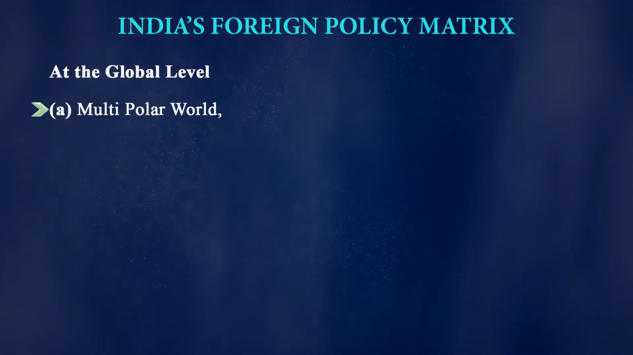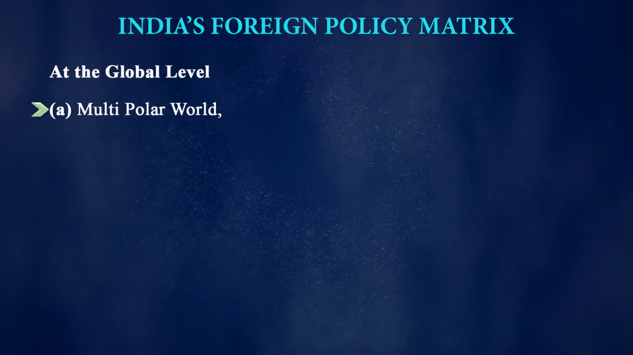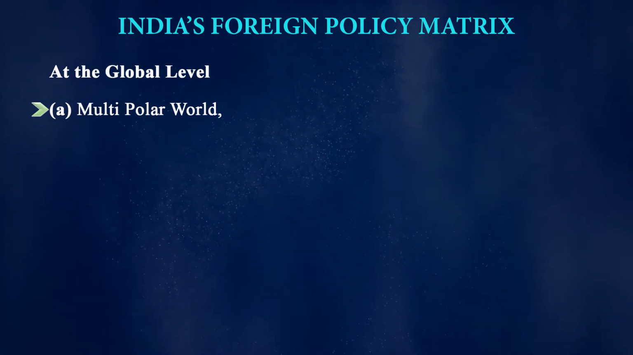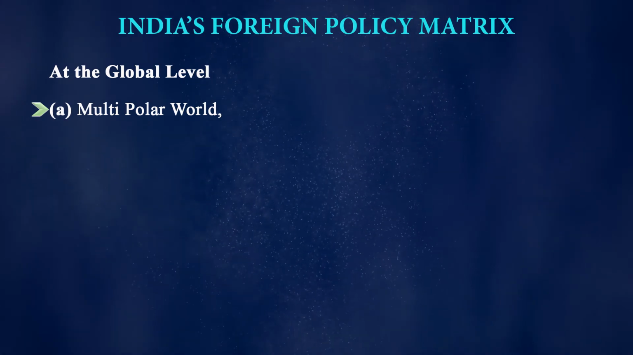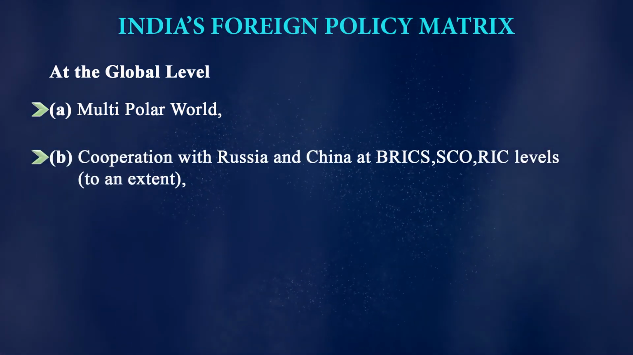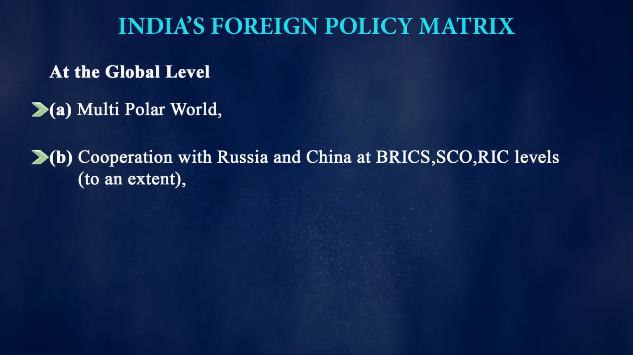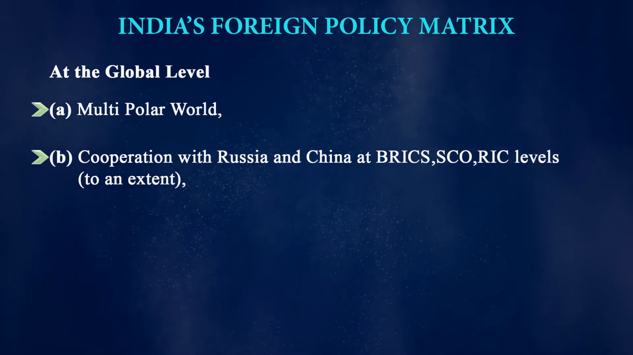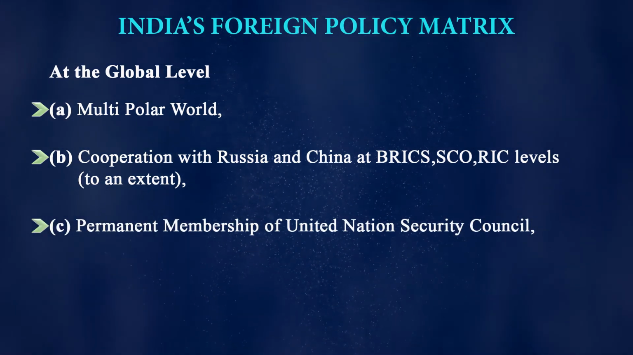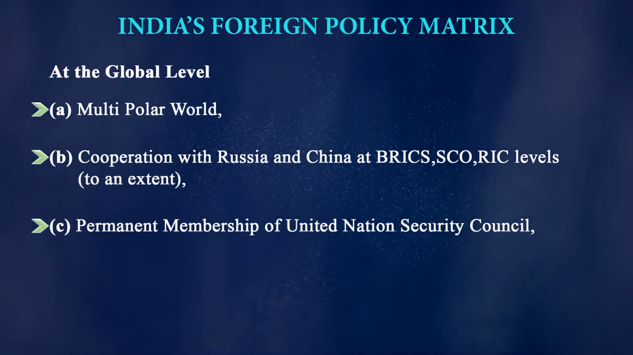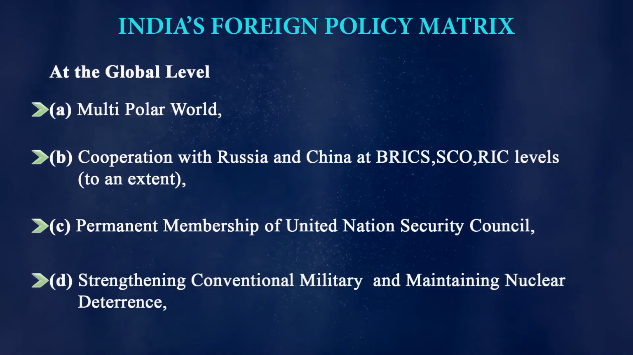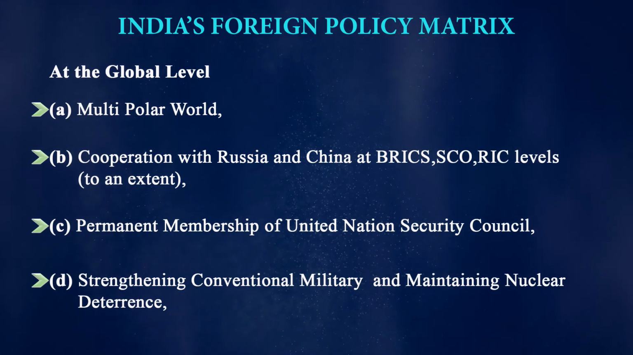Now, what does India want to do at the global level? To suit India's foreign policy interest, India would like the world to be a multipolar world, right? That multipolar world would be a world in which there will be more than one pole or more than two poles, as there was during the Cold War. There would be cooperation with Russia and China. I mean, now the Chinese thing has taken a back seat, but at the institutional level, at BRICS, SCO and RIC level, there will be cooperation. India's claim to permanent membership of the Security Council is one of the major metrics of India's foreign policy objective. Then strengthening the conventional military and maintaining nuclear deterrence is one of the metrics at the global level, right?